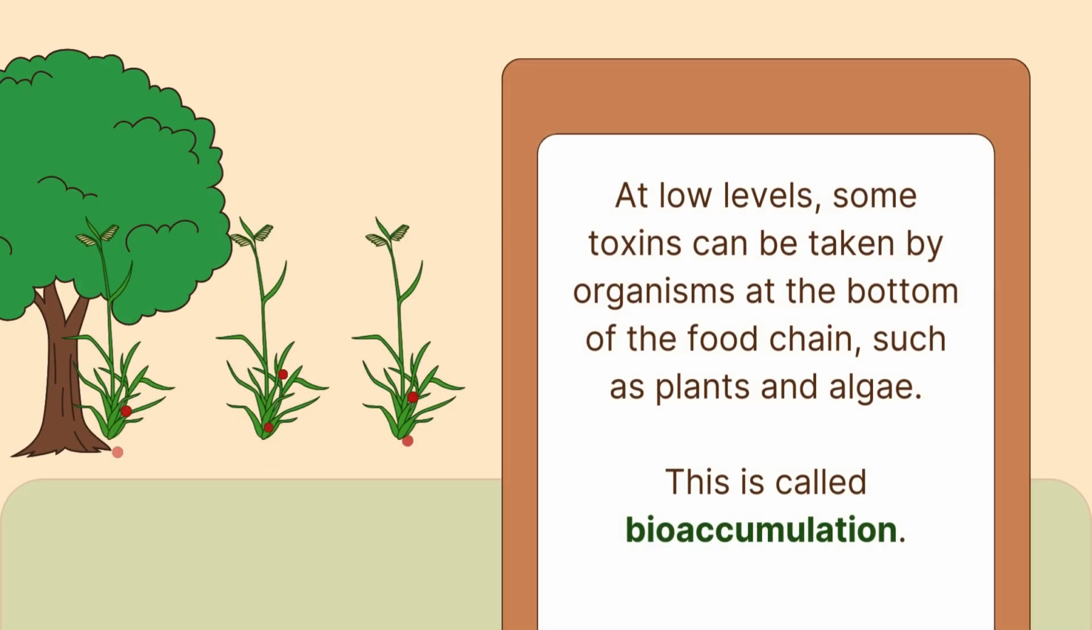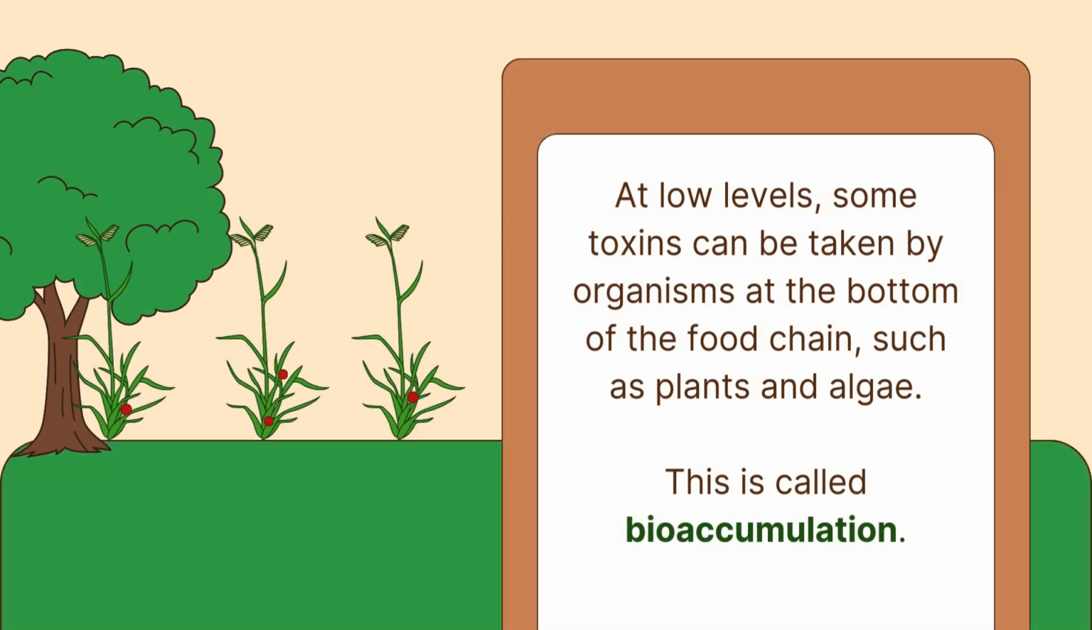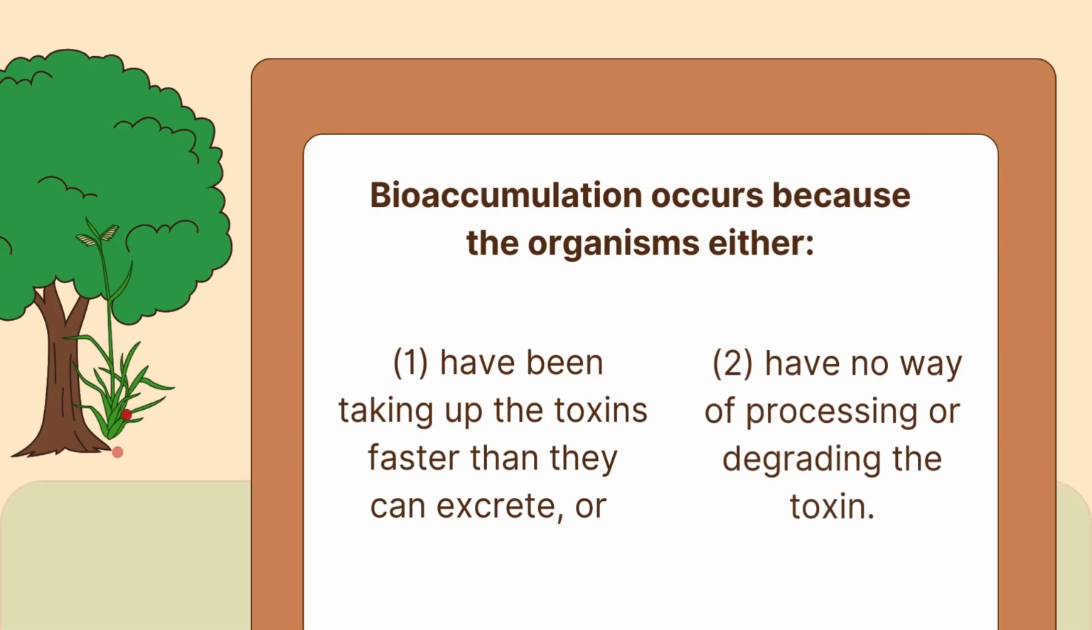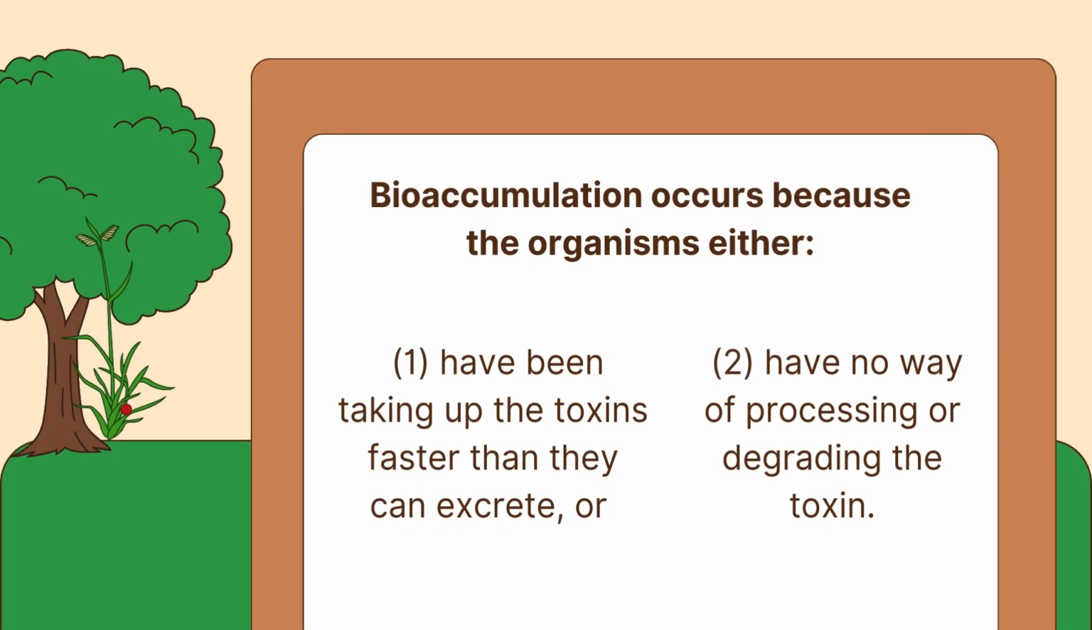At low levels, some toxins can be taken in by organisms at the bottom of the food chain, such as plants and algae. This is called bioaccumulation. Bioaccumulation occurs because the organisms either have been taking up the toxins faster than they can excrete, or have no way of processing or degrading the toxin.